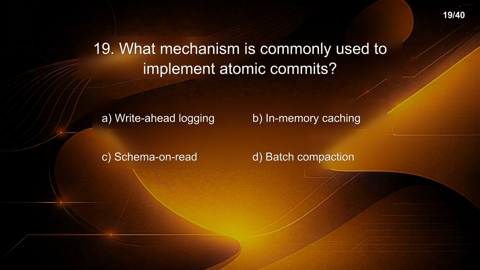19th question. What mechanism is commonly used to implement atomic commits? A. Write-ahead logging. B. In-memory caching. C. Schema on read. D. Batch compaction. Correct answer is A. Write-ahead logging.